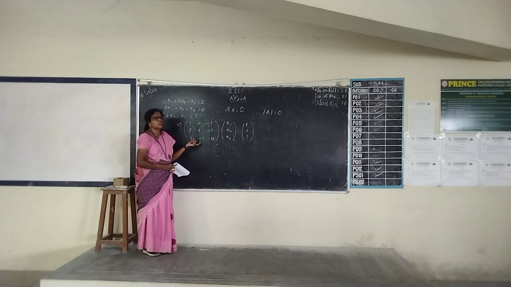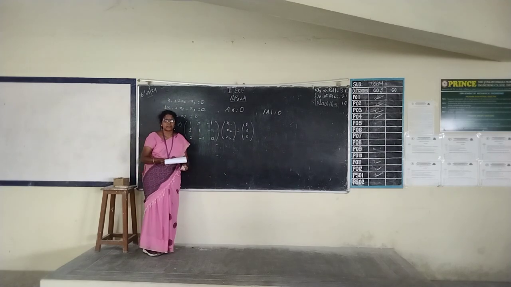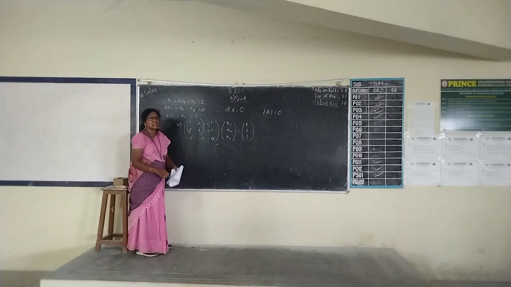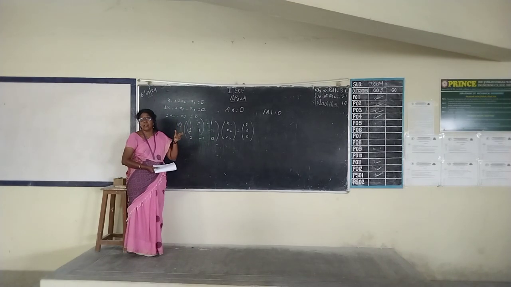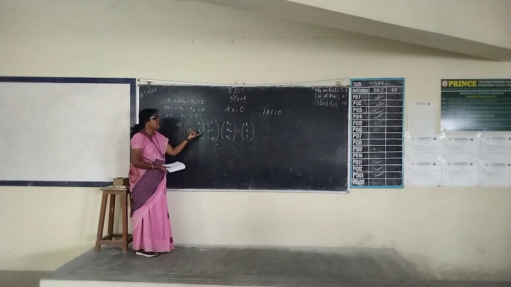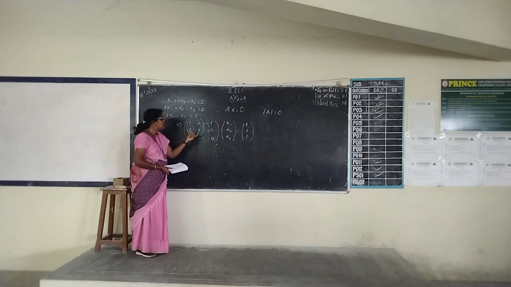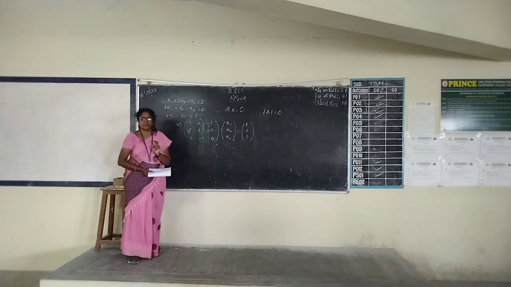Now consider this as a 2 by 2 matrix. What is the 2 by 2 matrix you can choose? This one. Consider this as a 2 by 2, the minor of order 2, and identify the determinant value for this one: 0 or non-zero? Non-zero. So since this determinant value is non-zero, the rank will be equal to 2.